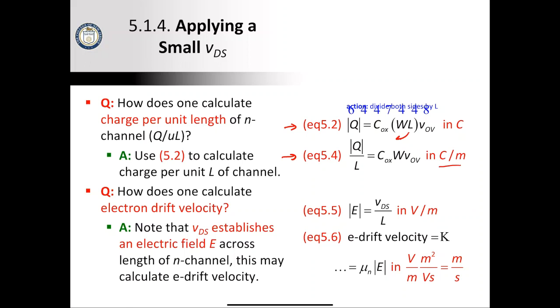Now we want to calculate the electron drift velocity for this case. For that, we're going to use some equations that we've seen before. Equation 5.5 tells us that the electric field across the channel is going to be equal to the VDS value applied divided by the length of the channel, in volts per meter. And the electron drift velocity is going to be equal to the mobility times that electric field strength, which is given here. Like any velocity, it's provided in meters per second.